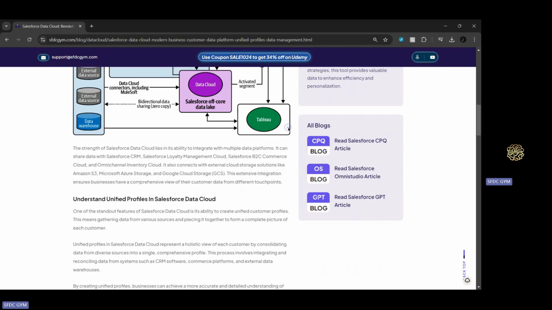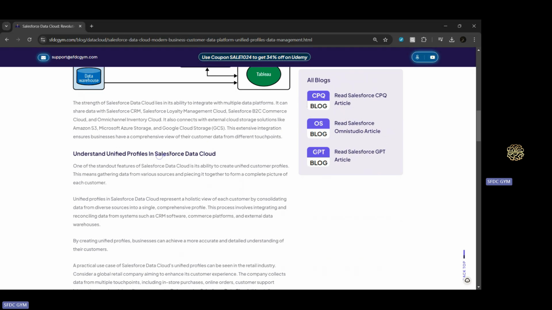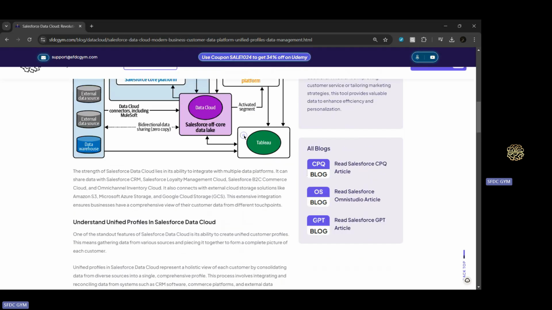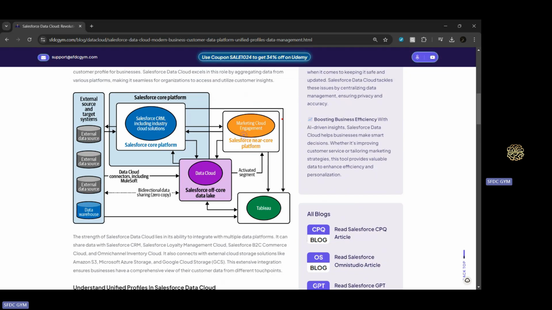Now, moving to the next topic, which is unified profile in Salesforce Data Cloud. Let's try to understand this as well. We will understand this with the help of an example. Let's say you are the Data Cloud architect in your company, and let's say your company is Tata. If you don't know Tata, Tata is basically a company which is providing multiple services. They have Tata Steel, they have Tata Automotives, they have the IT sector. So Tata is the name of a brand which provides multiple services.